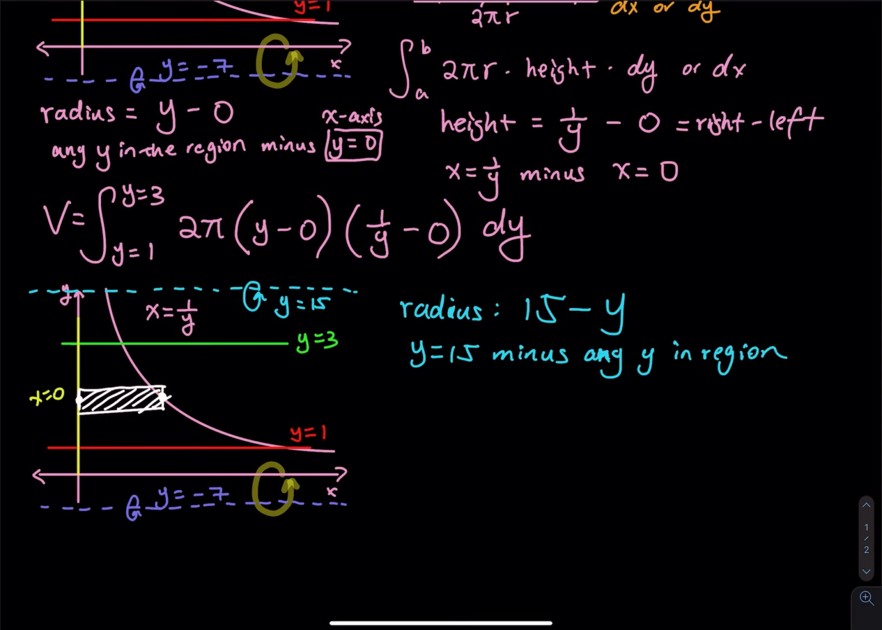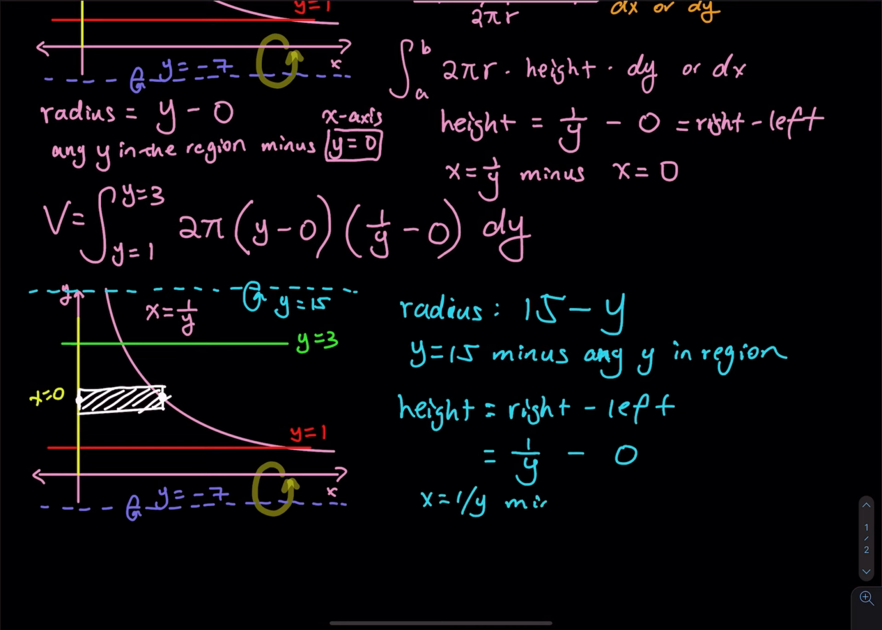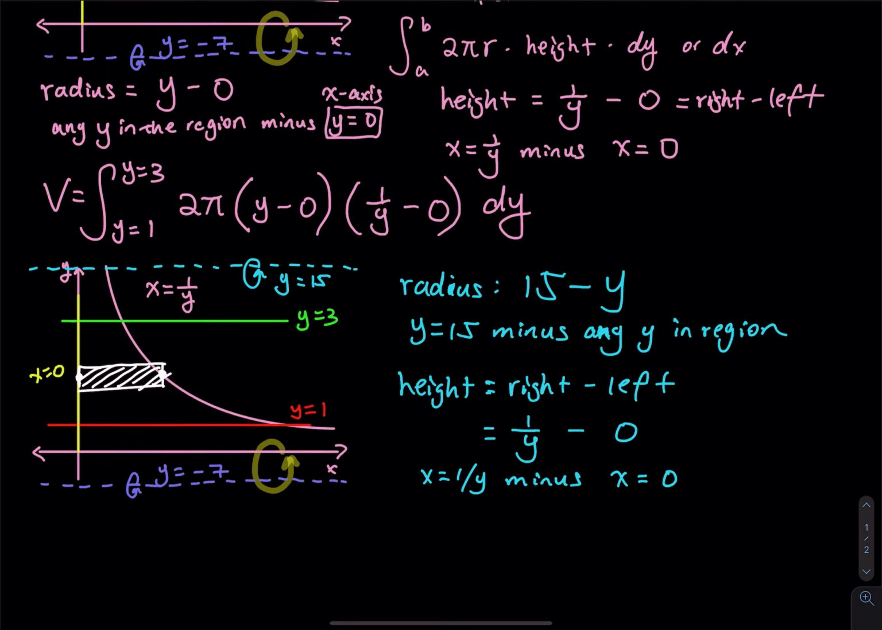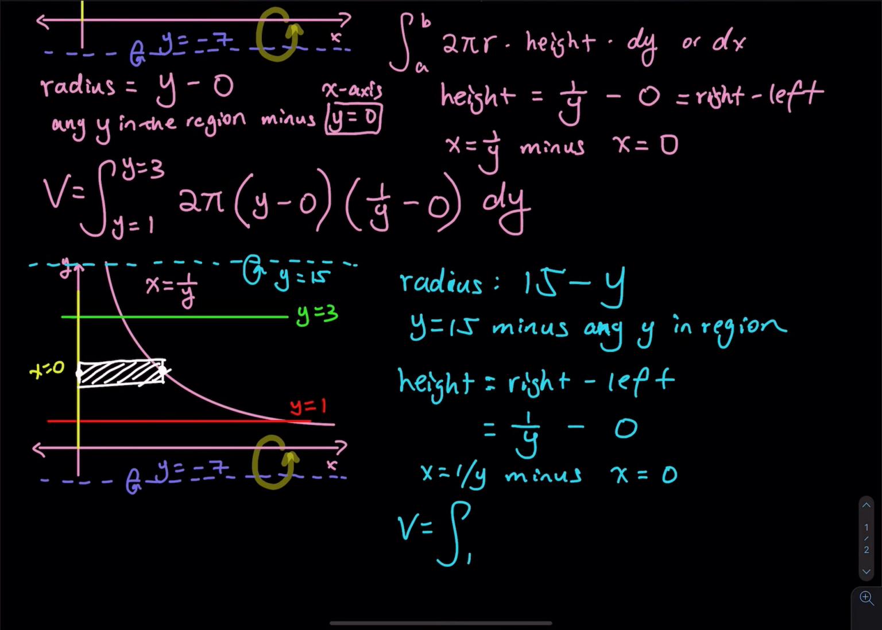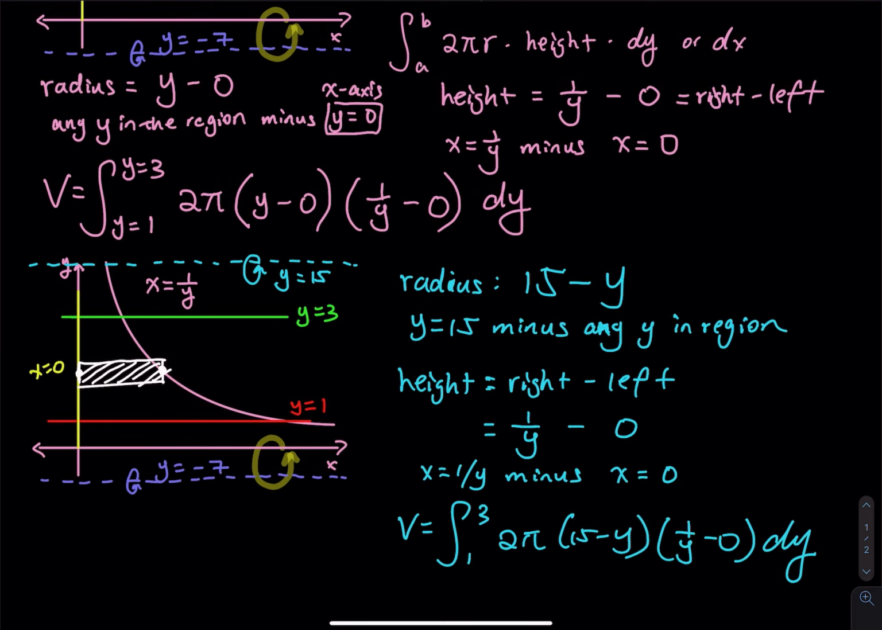What about the top and bottom, the height? Does that change the height? The answer is no. The height is still right curve minus left curve. The right curve is the reciprocal function, and the left curve is x equals 0. So this is x equals the reciprocal function minus x equals 0. So we have the volume equals the integral from 1 to 3 of 2 pi times (15 minus y) times the height, over dy. So that is the first what if.